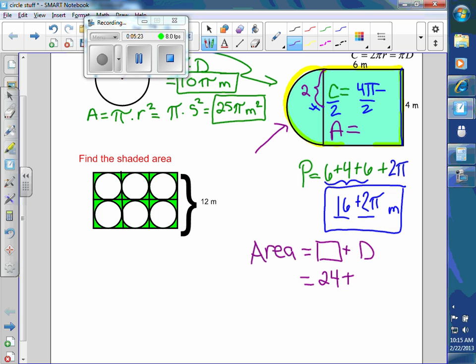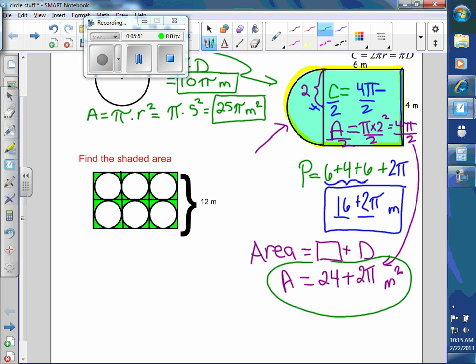So what's the area? Pi times 2 squared, which is 4 pi. 4 pi, and we're going to divide it by 2 because we only want half of a circle. So 2 pi, and we're going to put that here. And we leave our answer in terms of pi, but our units are meters squared. So this is the area, and this is the perimeter.